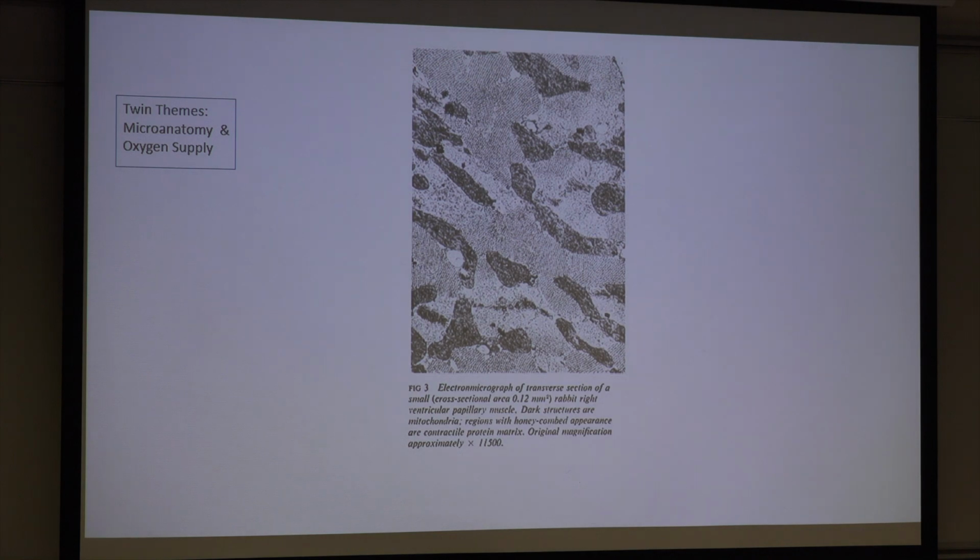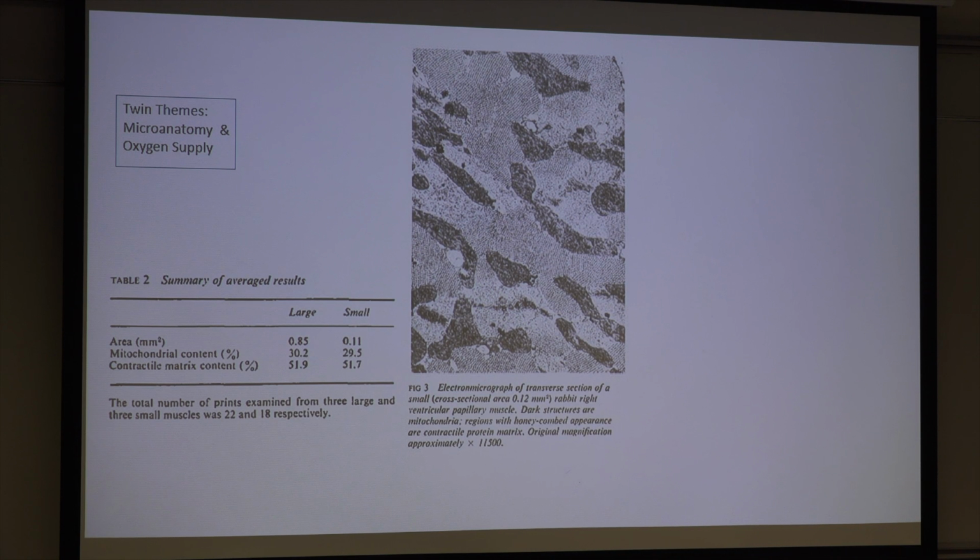Let's start with two themes, microanatomy and oxygen supply. What you're seeing there is an electron micrograph of a transverse section of a rat papillary muscle of small diameter. The black sausage-looking things are mitochondria, and the other stippled area we attribute to crossbridge contractile proteins. This was a pretty well constructed, designed study, in my opinion. We can see the difference in area is about eightfold between the biggest cross-sectional area and the smallest. But there was no difference whatsoever in the contractile content or the mitochondrial content.